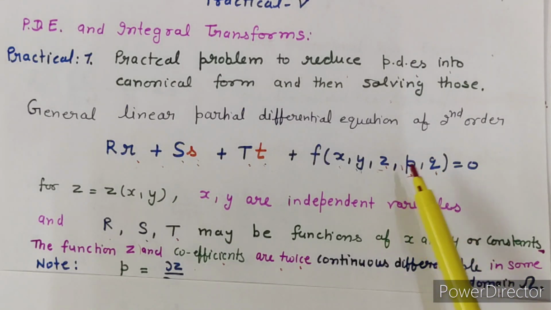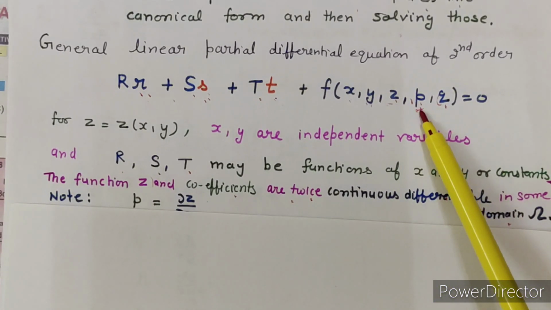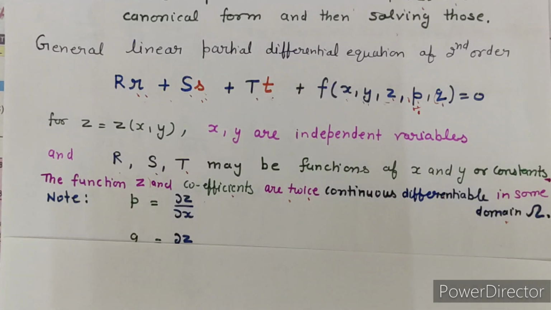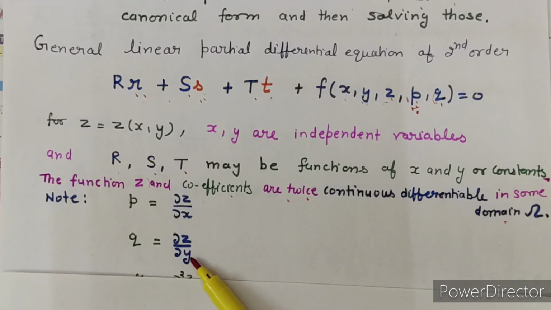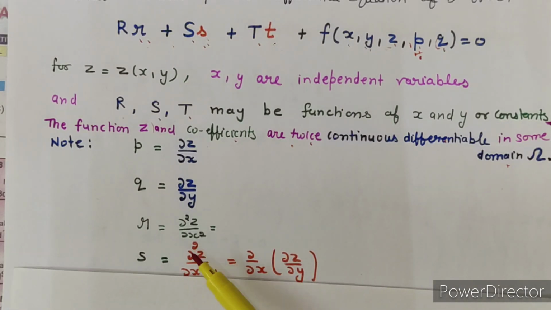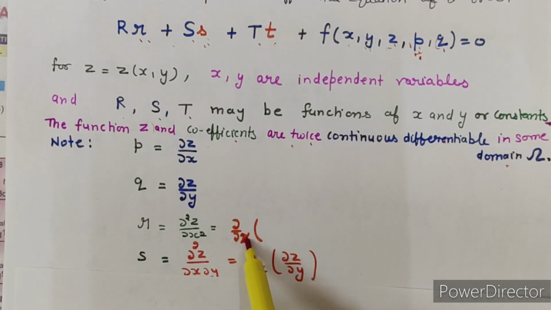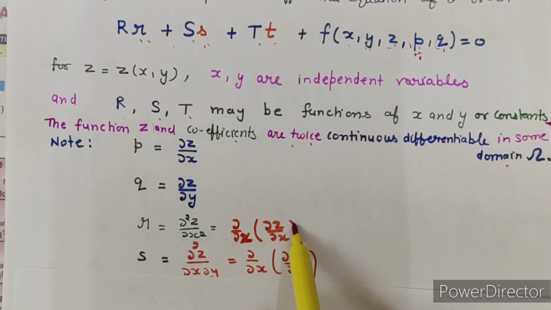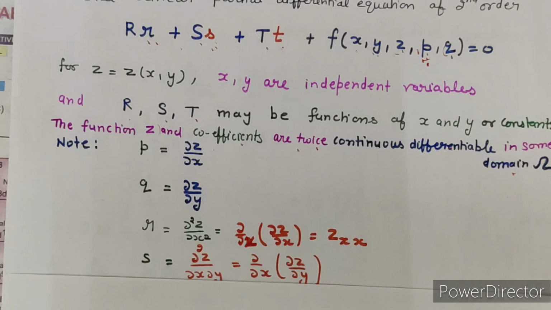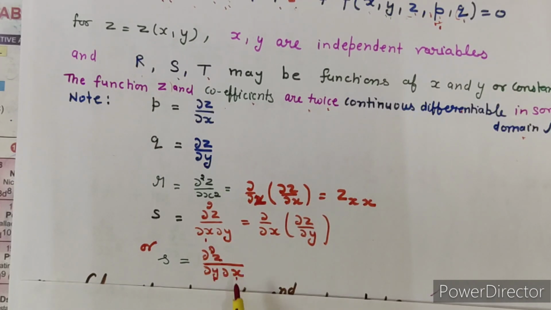First of all, what are p, q, r, s and t? In the previous class you studied that p is the partial derivative of z with respect to x, and q is the partial derivative of z with respect to y. Small r is the second partial derivative of z with respect to x. You can also write this as curly square z by curly x square. Sometimes the notation is z_xx, so it is your small r. Then small s is the partial derivative of z with respect to y and then x. You can also write this as curly square z by curly y curly x.